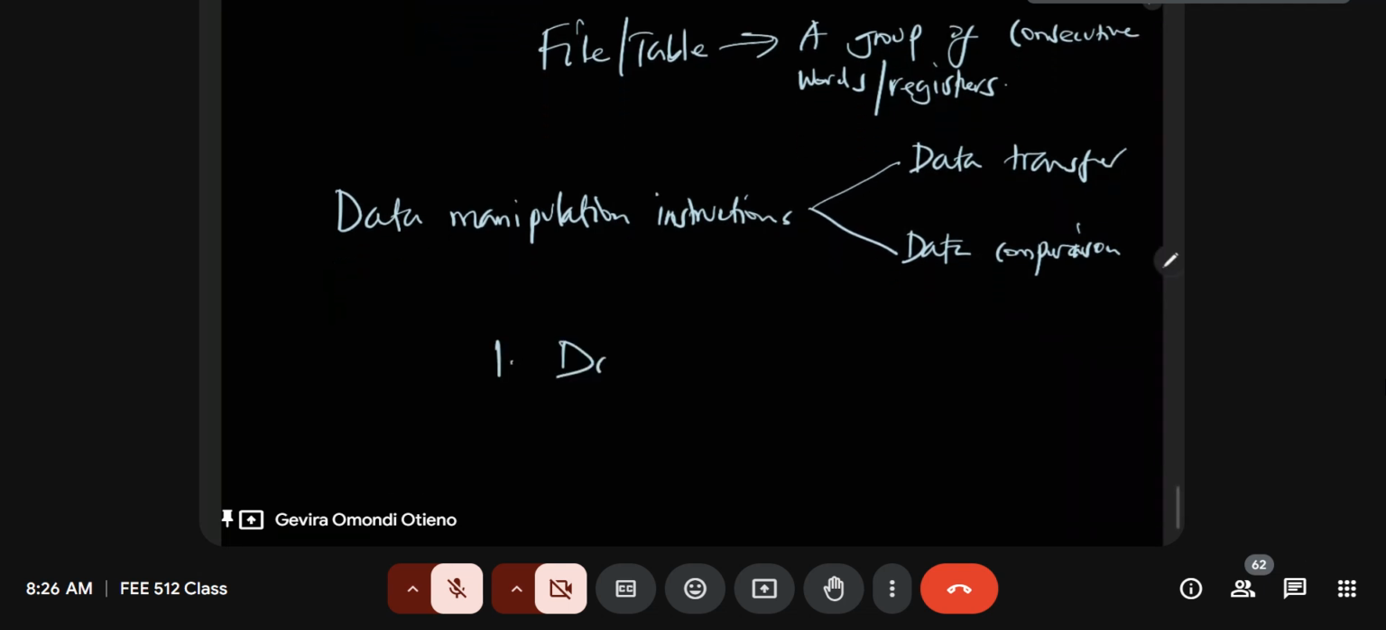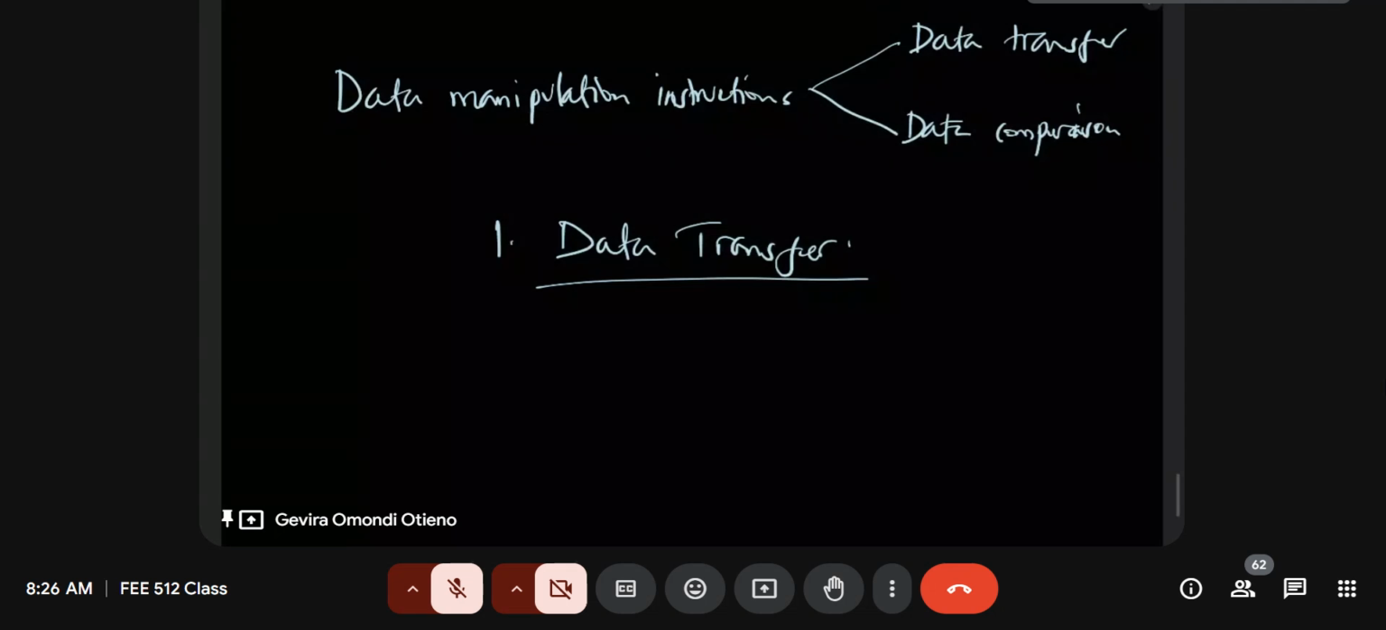Okay, data transfer. I'll try and move quickly on this because most of it is theoretical, but in the subsequent class, we'll probably look at some of the practical applications, because I just don't want to give you abstract information. I'd like you to see how you can apply them in real life. So in data transfer, we have several commands that we use.